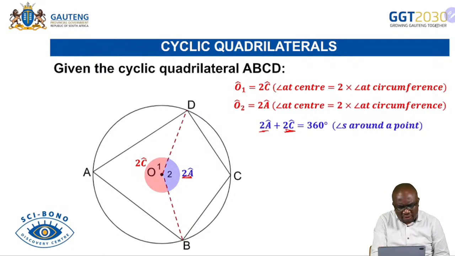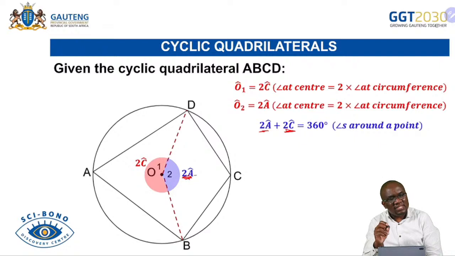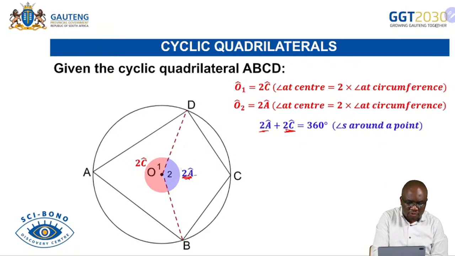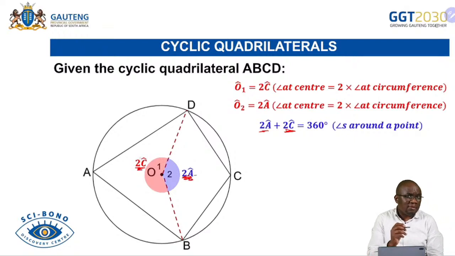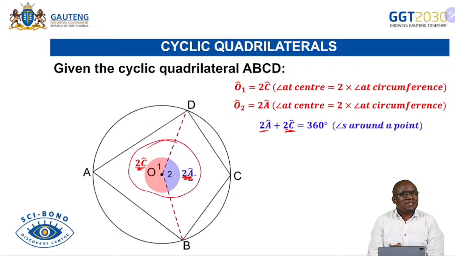Do you still remember how we got to A? We said the angle subtended by the chord at the center is 2 times the angle subtended by the same chord at the circumference. You remember that? So this one is going to be 2 times A, this one is going to be 2 times C. I want to go back there so that we understand. Now adding these two to get 360 is easy.